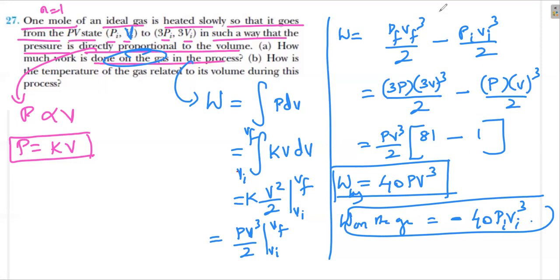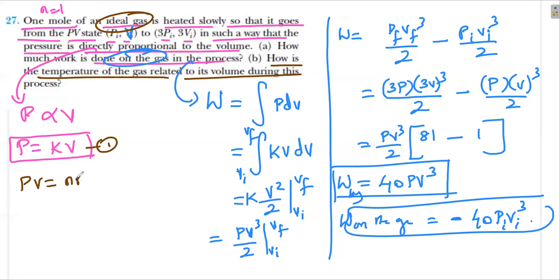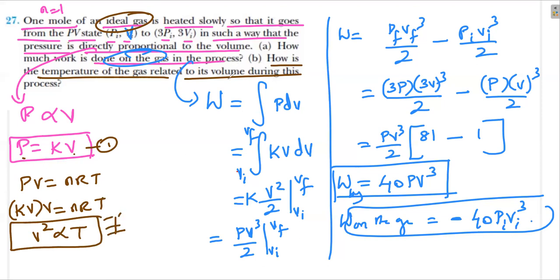Okay, this is done. And then they're asking, how is the temperature of the gas related to its volume during this process? And again, they said it's an ideal gas, so I'm going to use the ideal gas equation. This condition they have given. And also I know that PV is equal to nRT. So for P, I can write K into V. So K into V square is nRT. Everything, assuming it's a closed container, because they said n is 1, I'm going to assume it remains constant. n is 1, R is constant, and K is a constant. So V square is proportional to T. This is the relationship between volume and temperature. Hope this is clear.